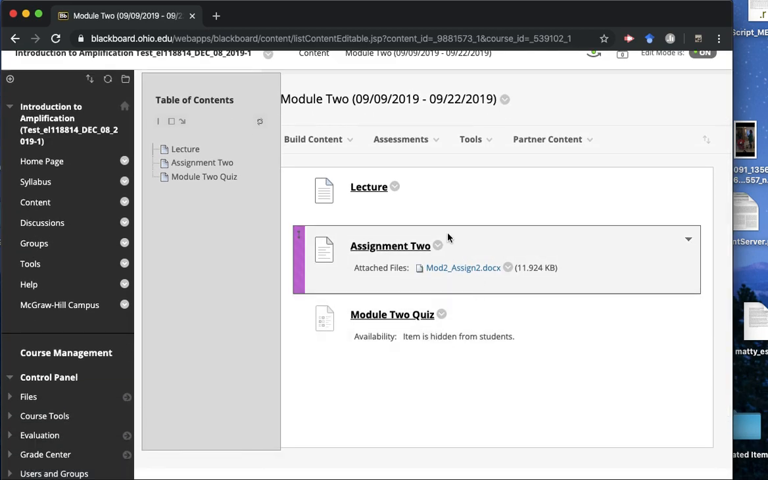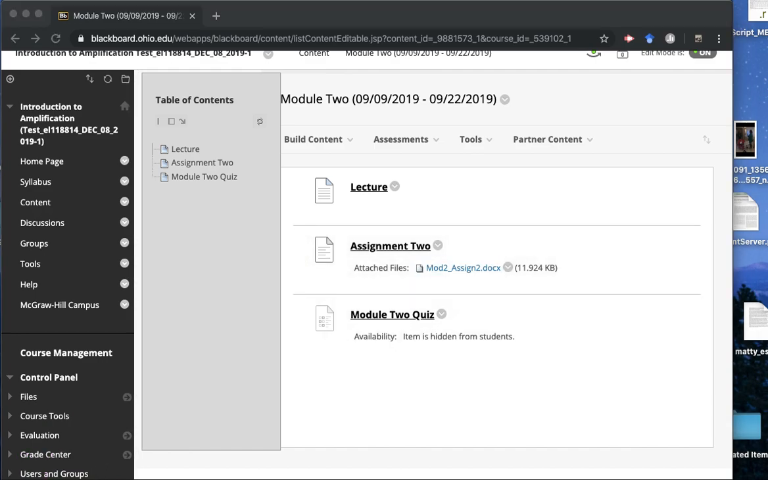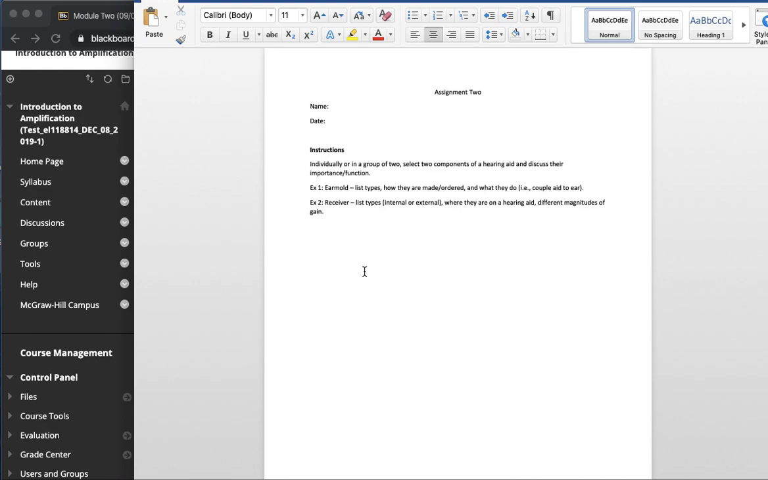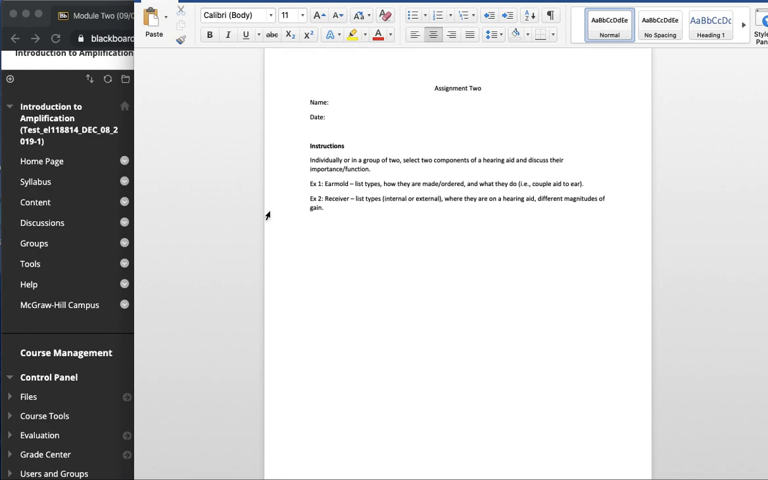So Module 2, again, has a lecture and an assignment, and this assignment focuses on discussing individual components of a hearing aid and their importance. For example, I said an ear mold: there are multiple different types, how they're made and how they're ordered, what they're made out of. Given an ear mold, if someone has a sensitive skin condition, it's important to know what that is. And the second is a receiver type. So what receiver type would you pick and why?